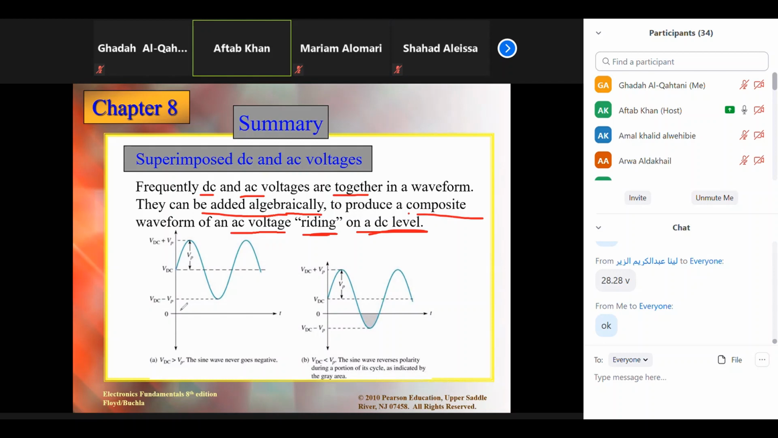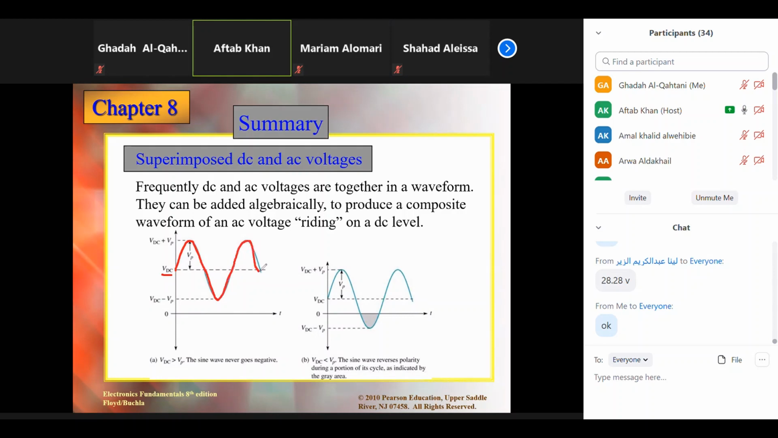See here, earlier you have seen that we drew a simple AC waveform, which swings around the 0 point. But with the introduction of both DC and AC in the circuit, what will happen? The AC voltage will ride over the DC level. This is the DC voltage, VDC, and the AC voltage will now ride on top of it, or swing around the DC, and it is shifted above the 0 axis.